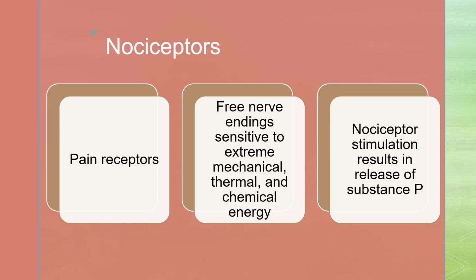Nociceptors are pain receptors. These are free nerve endings sensitive to extreme mechanical, thermal, or chemical energy. They're located in the meninges, periosteum, skin, teeth, and even some organs. Pain information is transmitted to the spinal cord via myelinated C fibers and A delta fibers. Nociceptor stimulation results in the release of substance P.